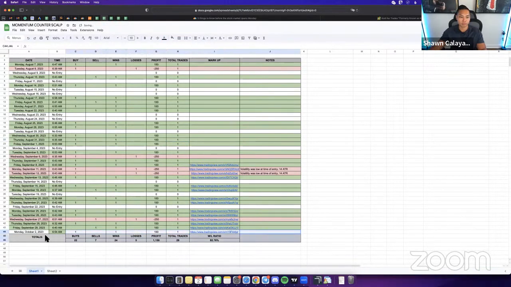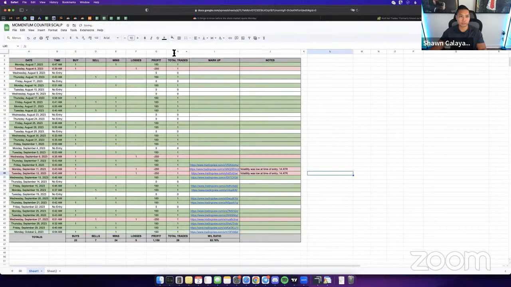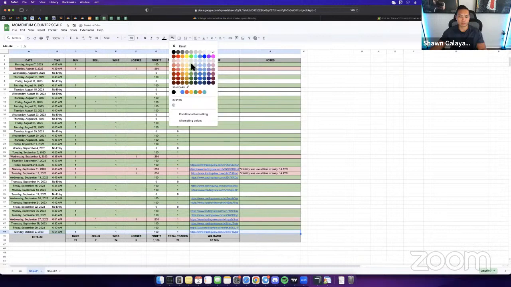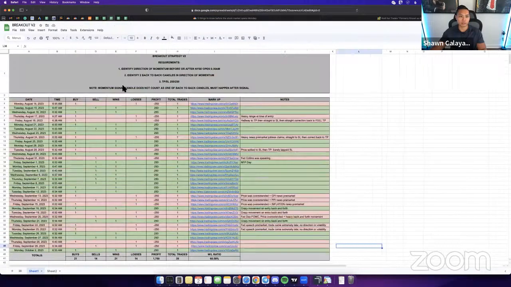All right, so a win right there for the momentum counter scalp. All the entries for today I've hit. We had the momentum counter scalp that came up. We had the breakout V2 come up. Both hit full TP. So we had that right there, and then we had the breakout V2 also hit TP.